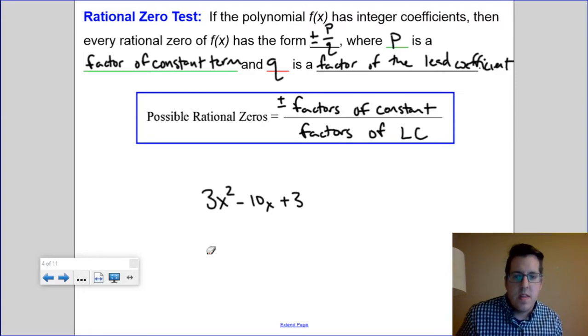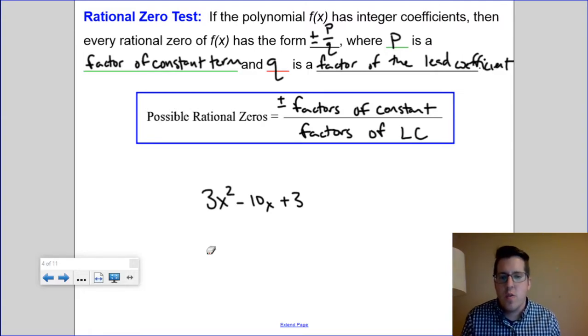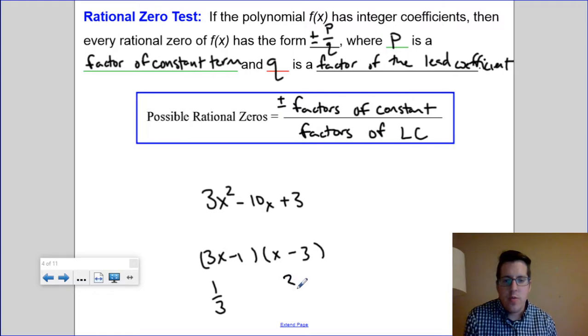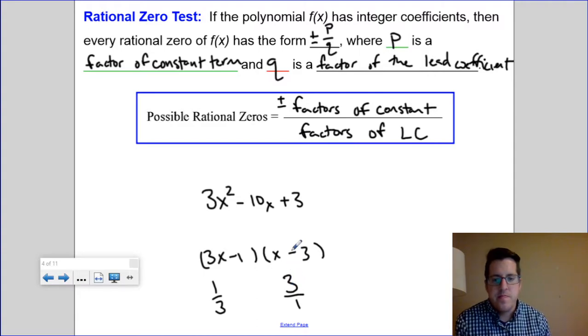So let's take a look at something that actually does factor. 3x squared minus 10x plus 3. The way that this factors is 3x minus 1 and x minus 3. And the zeros that come out of that would be 1/3 or 3. Now 3 would be 3 over 1 to make you think of a rational number. And you see how those are factors of 3 in the numerator and the other 3 in the denominator. That's where this possible rational zero test comes from.